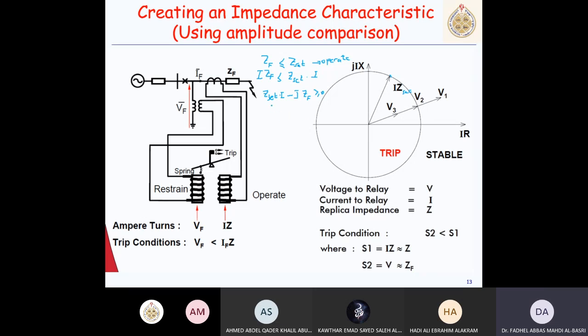Now we have this voltage, Z setting times I, minus I times Z fault. When you multiply I fault by Z fault, it gives you the voltage at the fault, V fault. So this is VF, which should be greater than or equal to 0.